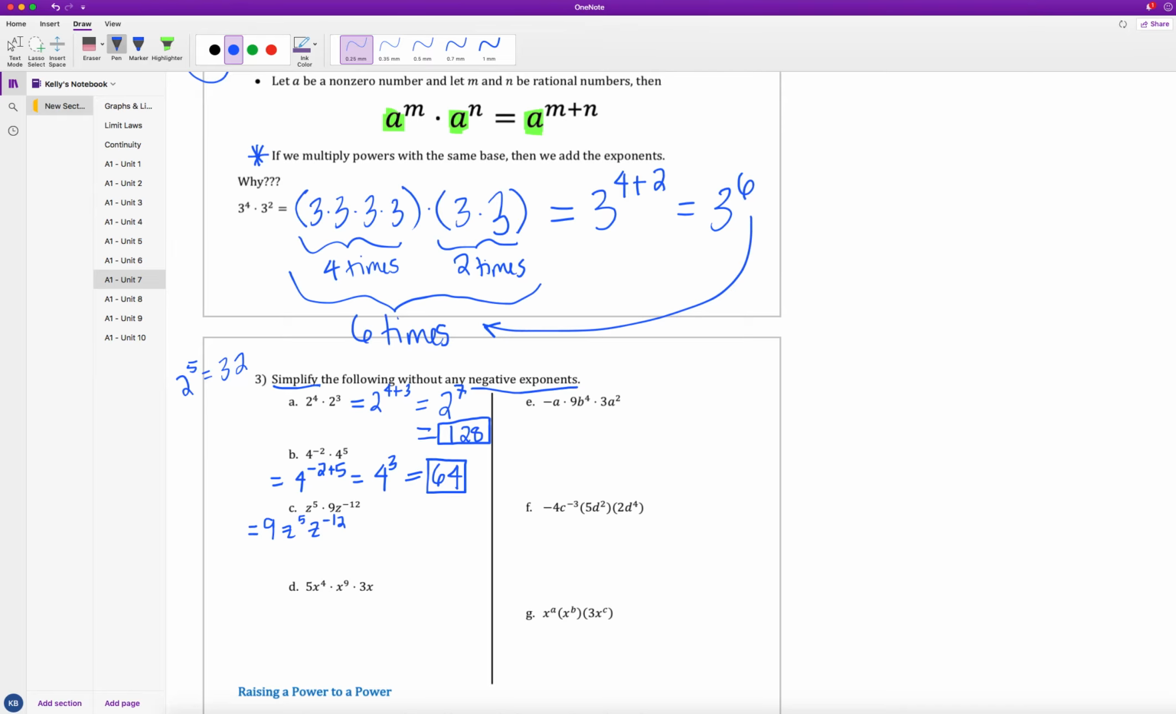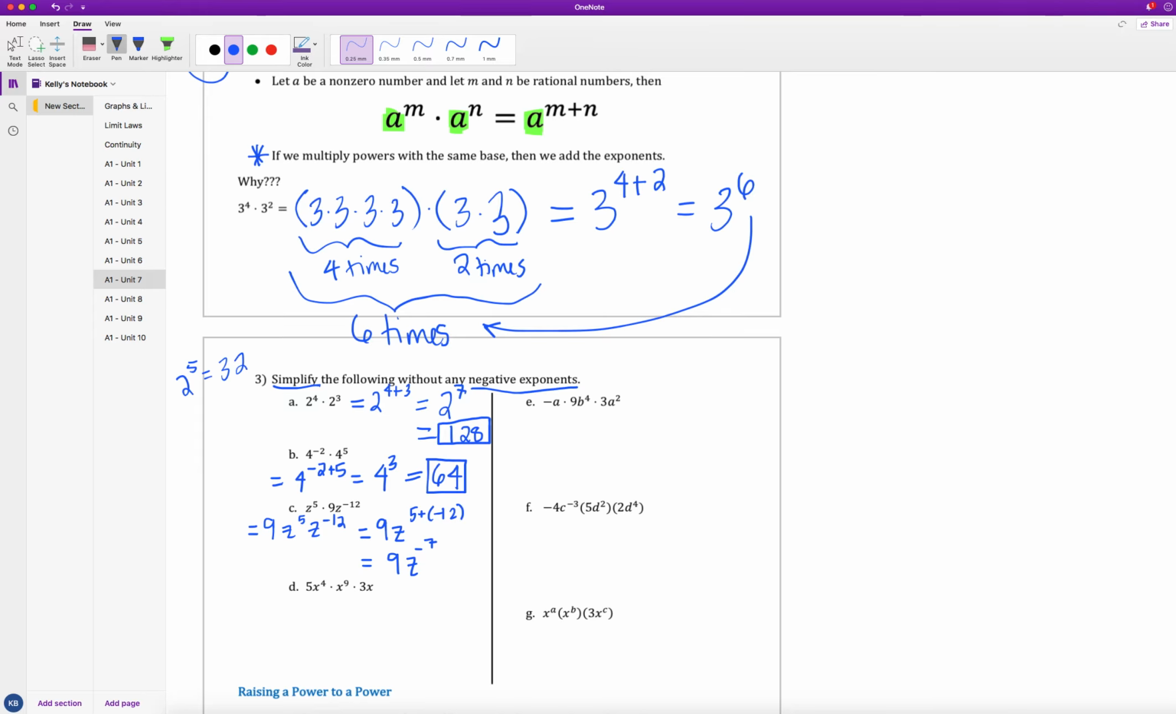From here, what's the first thing you should be asking yourself? You should be thinking about, do I have the same base? So in this case, I do have the same base. They're both z. So I can add those exponents and I would get 9z to the 5 plus negative 12. I can then add those together and I'll get 9z to the negative 7th, which, hopefully we're remembering, I have to deal with my negative exponents.